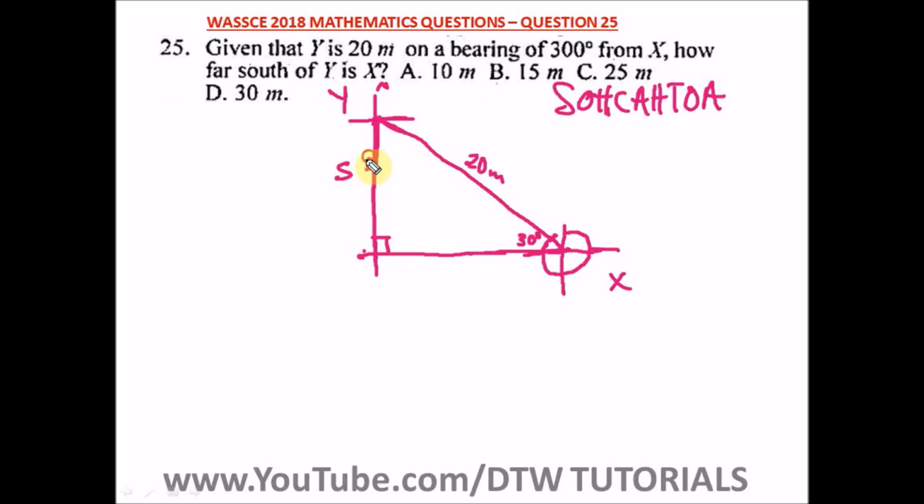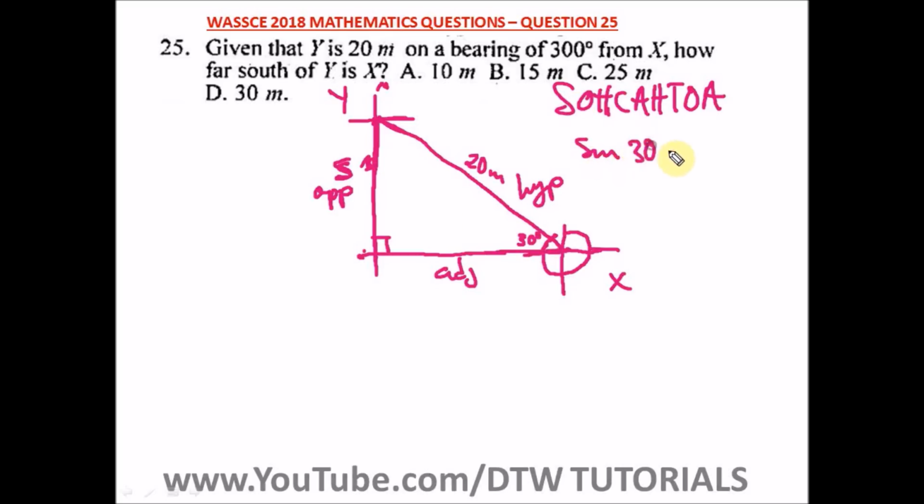So we're looking for S as our distance, which is how far south of Y is X. To look for this, we have here a right triangle. So if we are playing with this as our opposite, these are adjacent, and this is our hypotenuse. From here, if we're playing around with our opposite and our hypotenuse, we're going to use our sine.